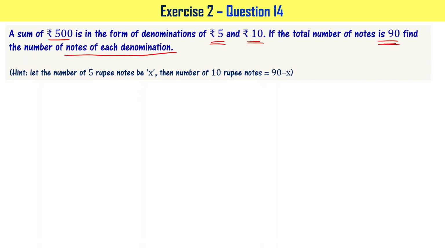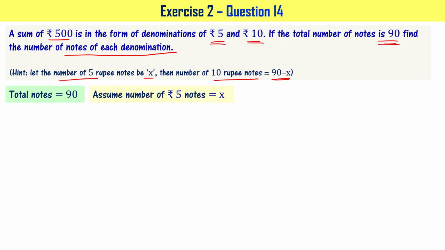The hint given is the following. It says that let the number of 5 rupees notes be x. Then 10 rupees notes are going to be 90 minus x, right? Let's write that. Since the total number of notes is 90, if I assume that the number of 5 rupees notes equals x, the number of 10 rupees notes are going to be 90 minus x. This is what is given in the hint also, right?